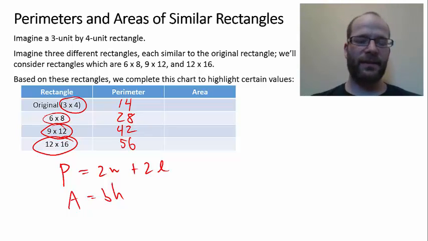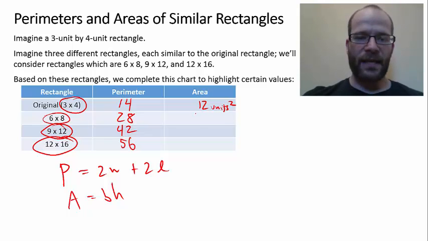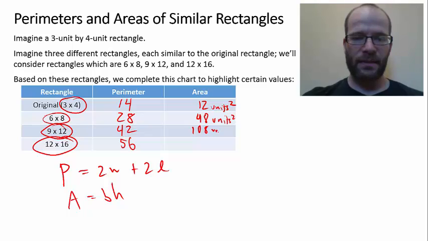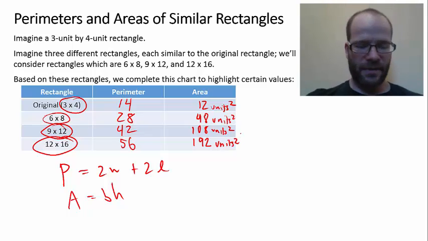Now let's talk about the areas. 3 times 4 is 12 units, and of course that's units squared. Maybe we want to be a little more particular there. 6 times 8 is 48 units squared. 9 times 12 is 108 units squared. And 12 times 16 is 192 units squared. So those are our values.